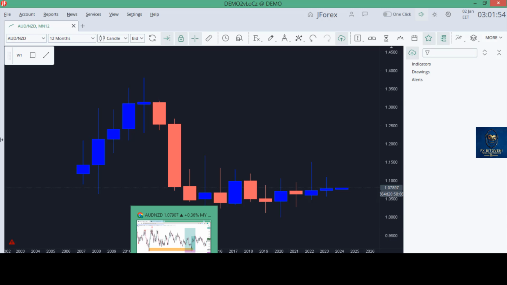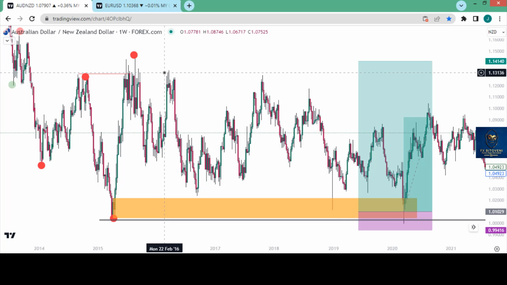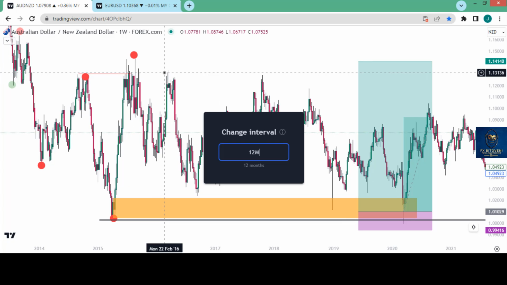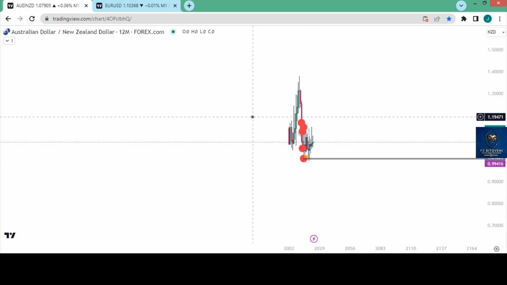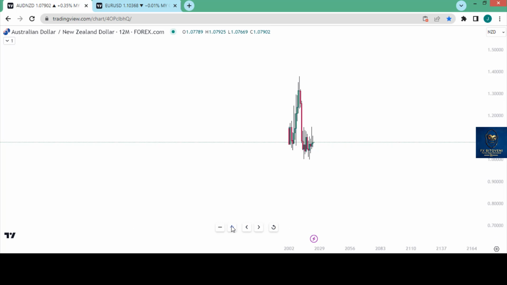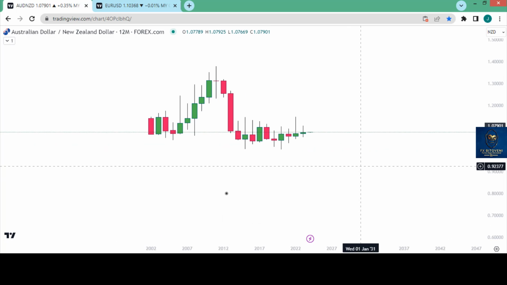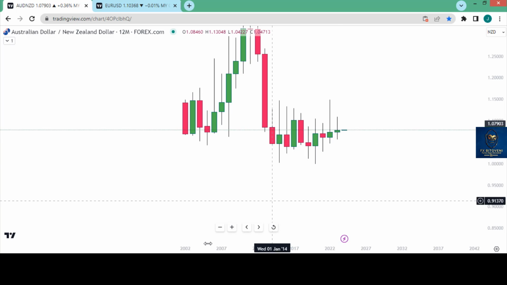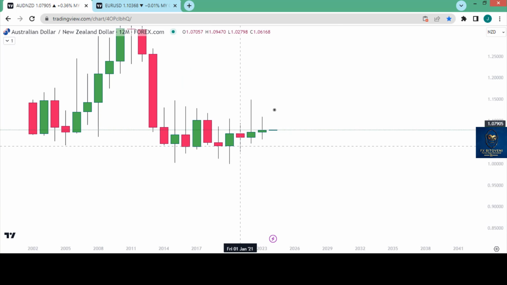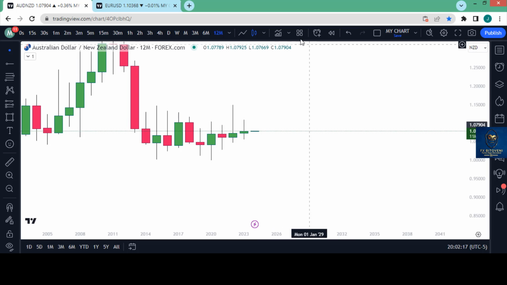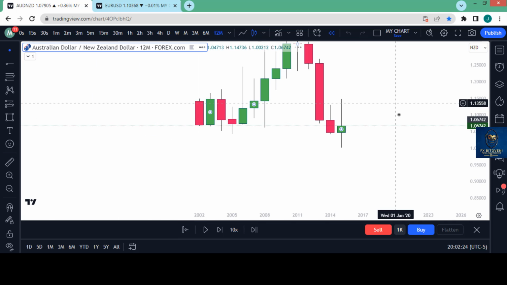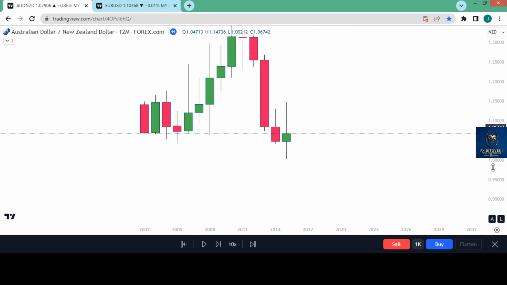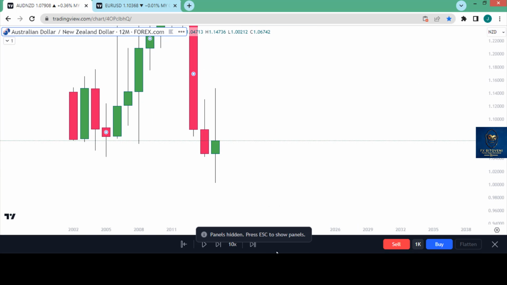So here we can come back to our chart, and we go to 12-month time frame to read the story. So if you can see this, for example, on this time frame, you have your chart like this.